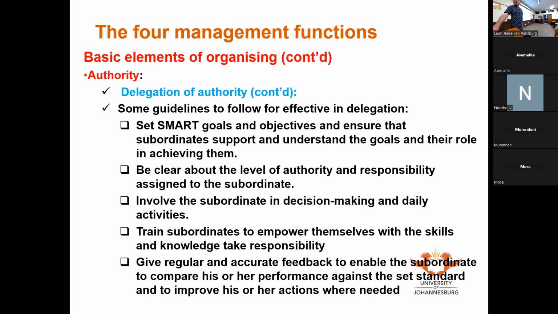Delegation of authority: some guidelines to follow for effective delegation. We set SMART goals and objectives so that subordinates support and understand the goals and their role in achieving them. SMART is just a simple way to make measurable goals that you can actually execute. Be clear about the level of authority and responsibility assigned to the subordinate.